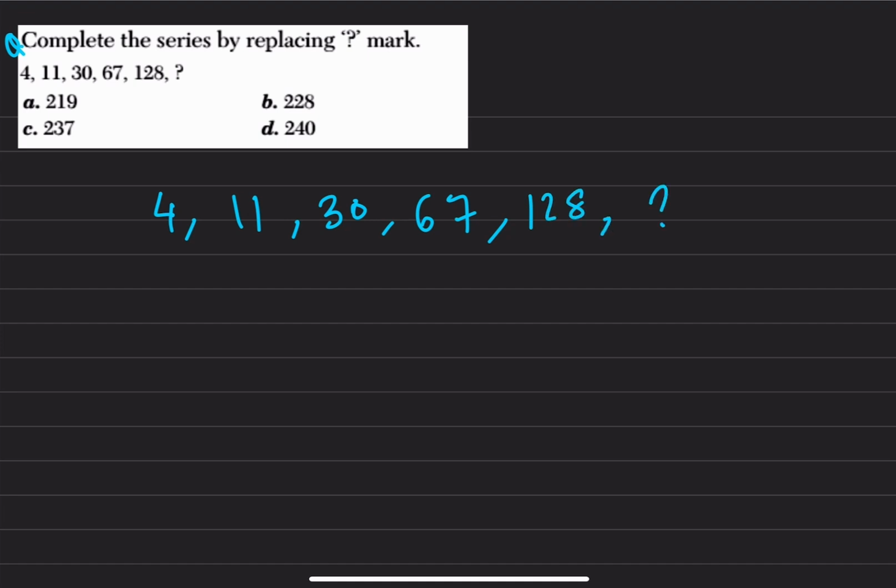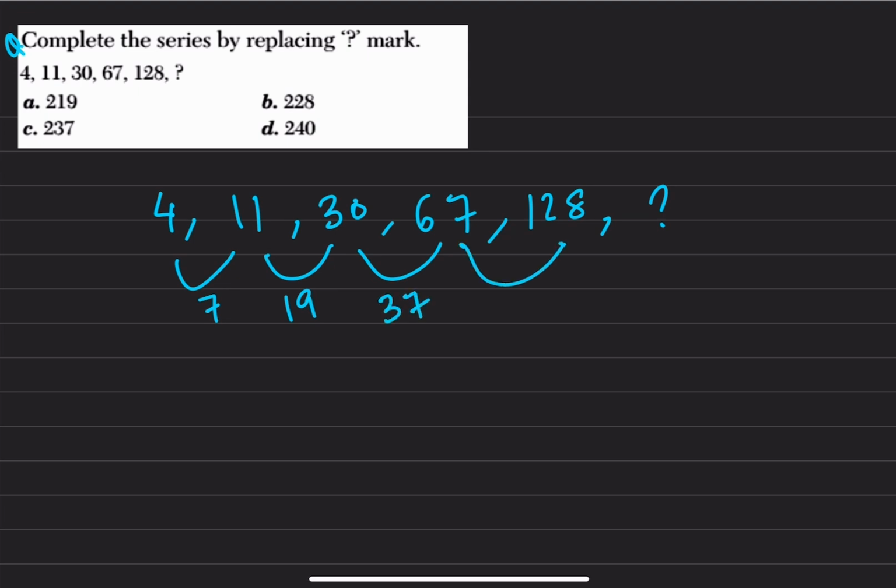Usually what we do is check out which number is being added, subtracted, multiplied or divided. That's the most basic check of all for these sort of questions. So we'll go through that. 7, and 30 to 11 would be 13. Oh, sorry, 19. And then 67 to 30 would be 37.